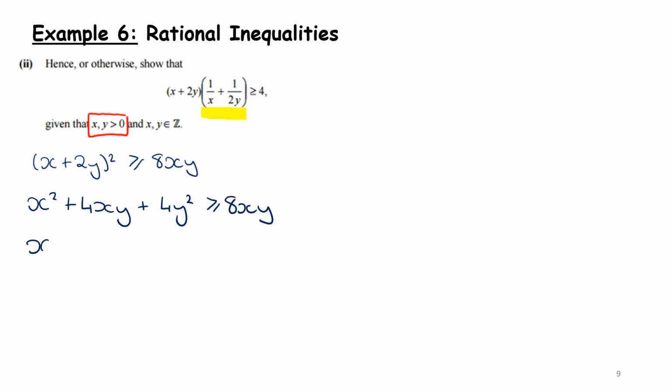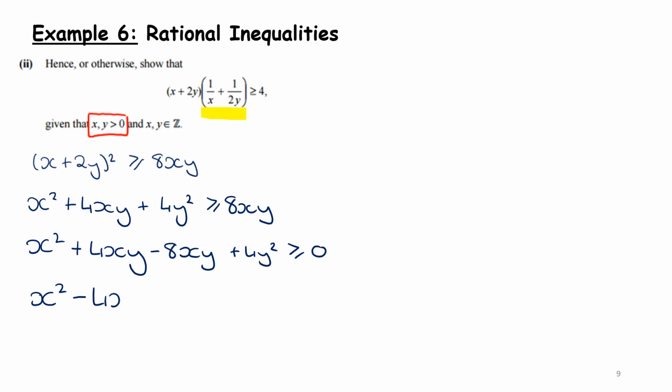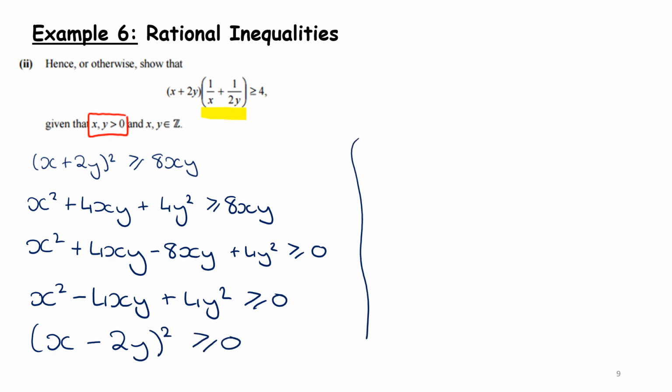Let's bring that 8xy across so we have our 0. That gives me a plus 4xy. Take away the 8xy, plus 4y squared is greater than or equal to 0. So we get x squared minus 4xy plus 4y squared is greater than or equal to 0, which can be written as a square bracket, x minus 2y, to be squared, is greater than or equal to 0. And we know that is true because any real number squared is greater than or equal to 0.